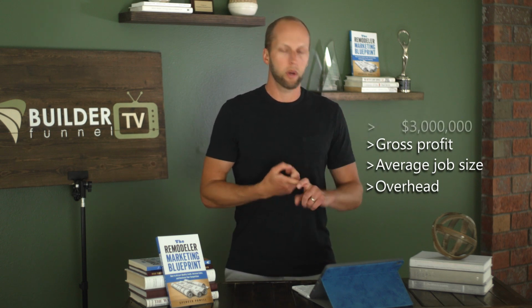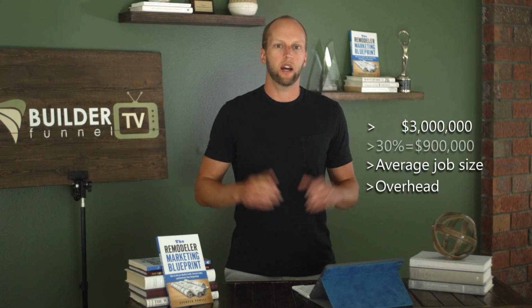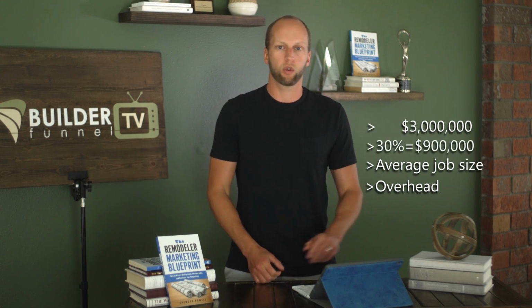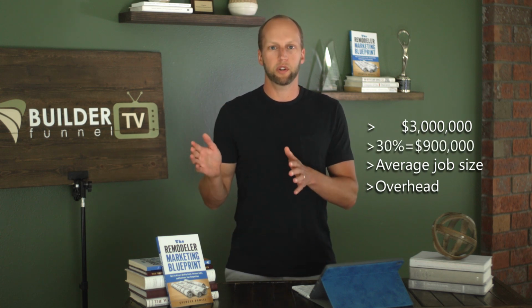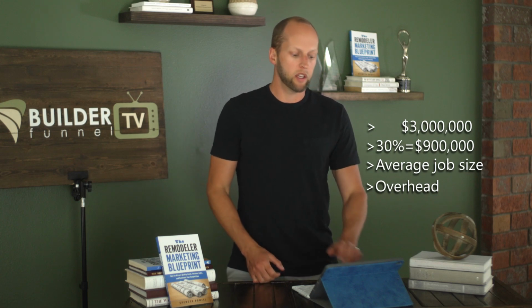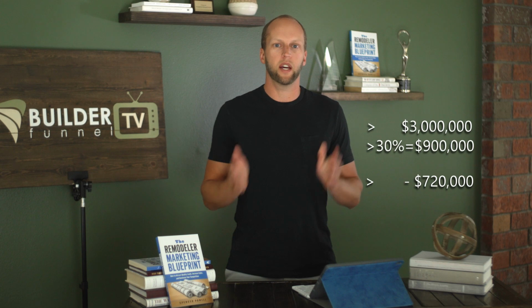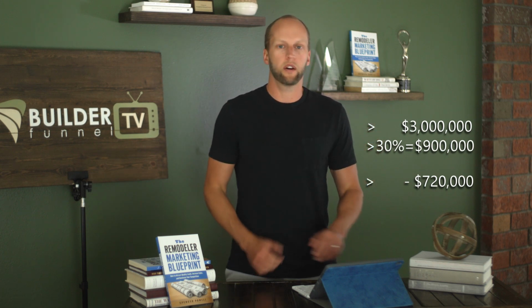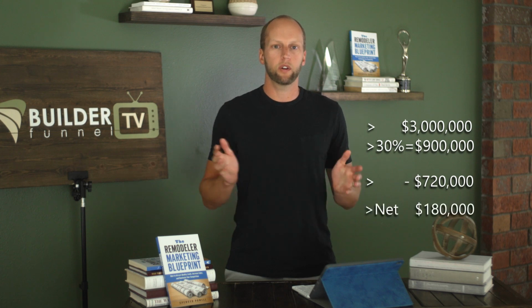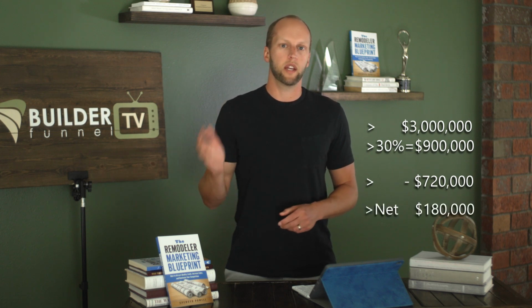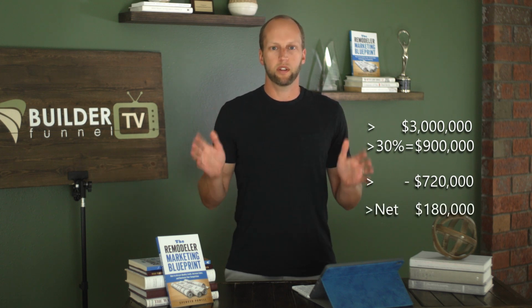So we've got 3 million in sales, and we've got 900,000 in gross profit. Again, that's your 30% number. And then you've got 720,000 in overhead. That's the 60,000 a month times 12 months. And so now you're left with 180,000 in net profit. Okay, so that's our starting point.